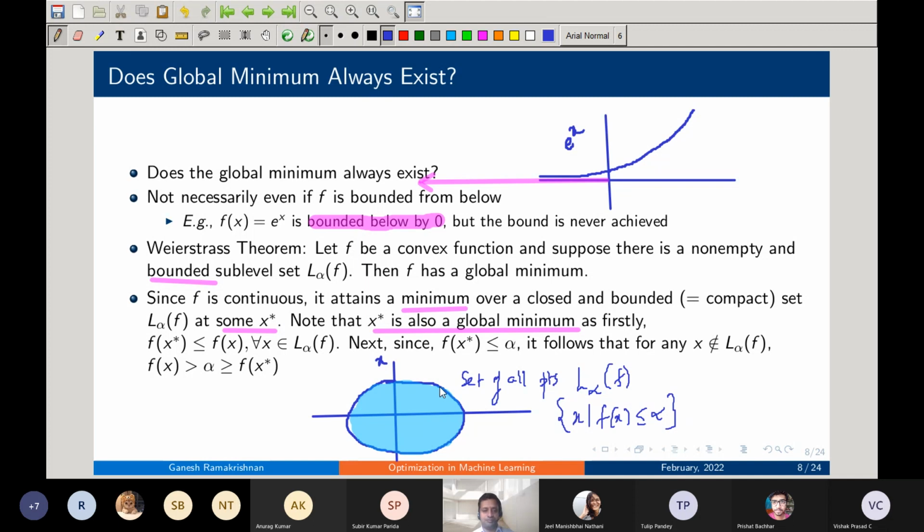Sir, am I audible? Yes, you are audible. Sir, I was thinking, does existence of minima imply boundedness of sublevel set? That's a good question. This doesn't imply the other way. Just because f has a global minimum doesn't necessarily mean that it must have a bounded sublevel set, though in most cases you'll find it happens. The global minimum gives you that bounded sublevel set, but it's not an if and only if condition.